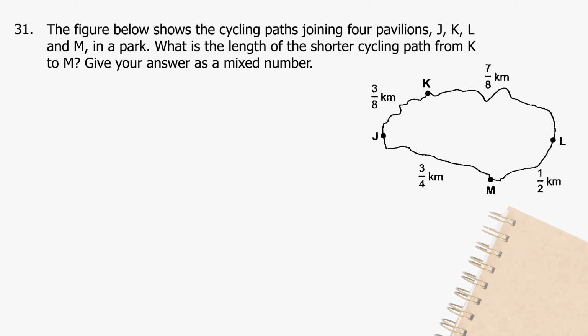Question 31. The figure below shows the cycling paths joining 4 pavilions, J, K, L, and M, in a park. What is the length of the shortest cycling path from K to M? Give your answer as a mixed number.